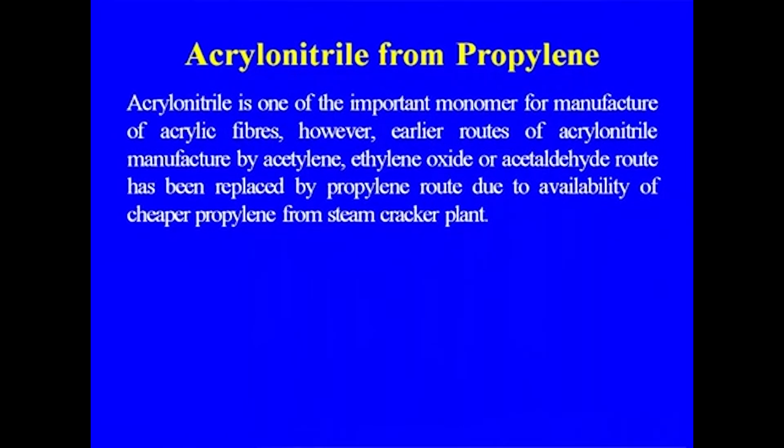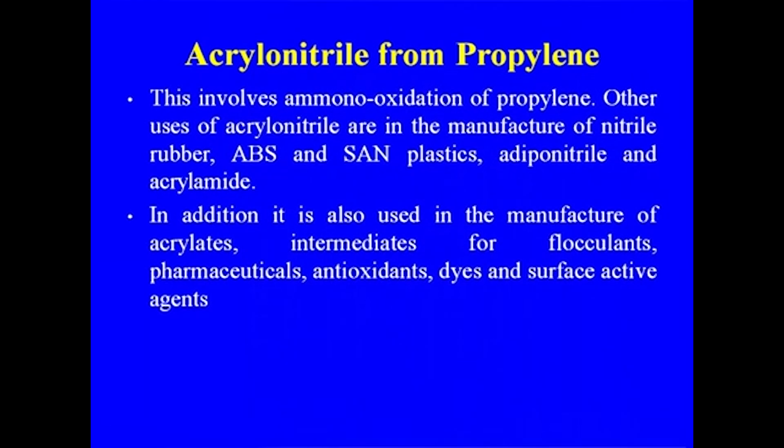Now let us discuss the acrylonitrile from the propylene route. Acrylonitrile is one of the important monomers for manufacture of acrylic fibers. However, the earlier routes of acrylonitrile manufacture, by acetylene, ethylene oxide, acetaldehyde route, have been replaced by the propylene route due to the availability of cheaper propylene from steam cracker especially. The process involves ammoxidation of propylene.